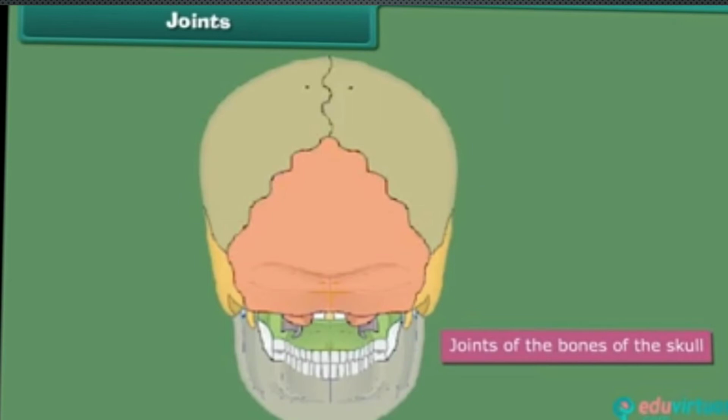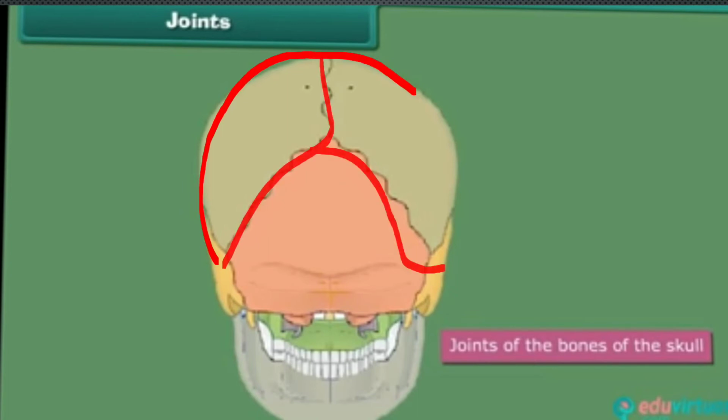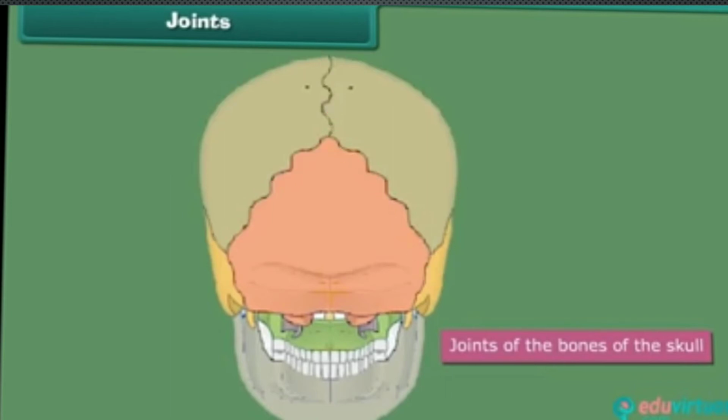Immovable joint means, from the word only we understand, the joint which cannot move. These are the joints which are present in the skull portion. Can you move these joints present in the skull portion? No, we cannot move them. It means these are known as immovable joints.